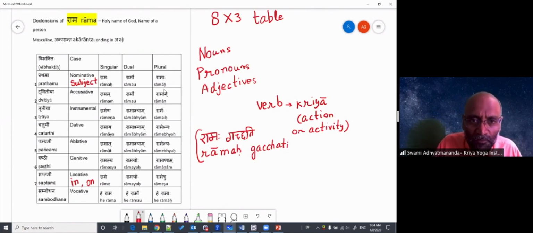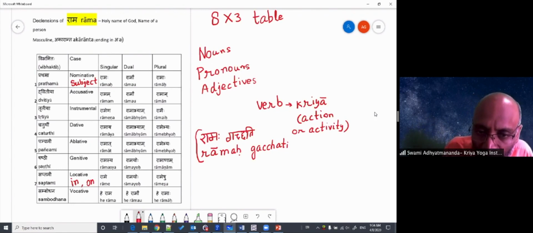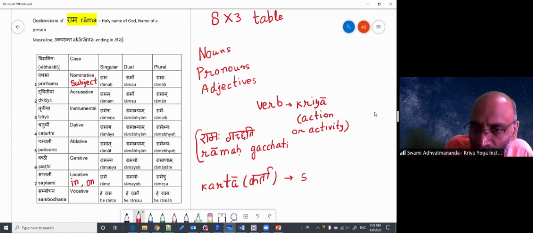So this is the subject. Subject is the doer of the action. In Sanskrit, the subject is called karta. Karta simply means doer of the action. Karta: subject, or doer of the action.